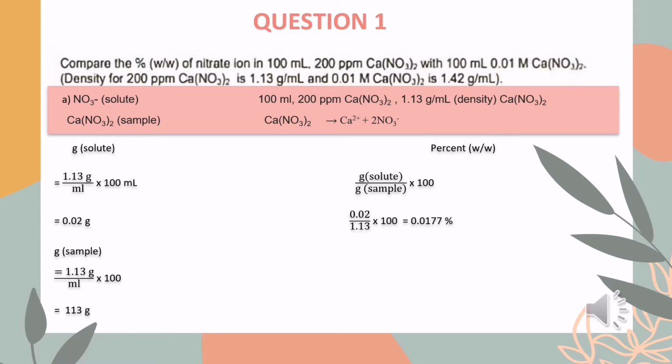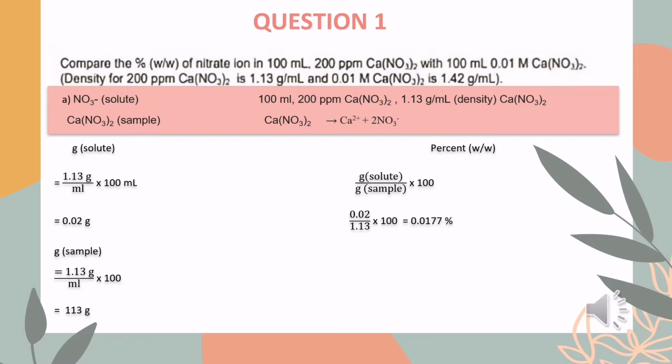Okay, for question 1, first we separate it into two parts. The first part is 100 ml of 200 ppm calcium nitrate, with a density of 1.13 gram per milliliter. First we calculate the gram of solute, which is nitrate ion, and the answer is 0.02 gram. We calculate the gram of sample, which is calcium nitrate, and the answer is 113 gram.